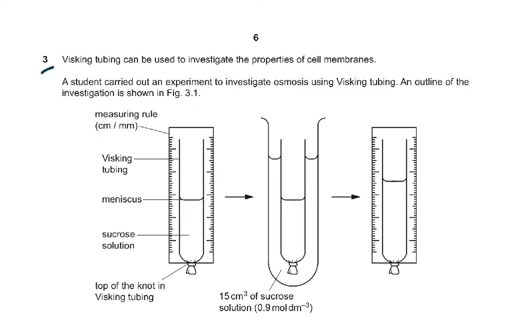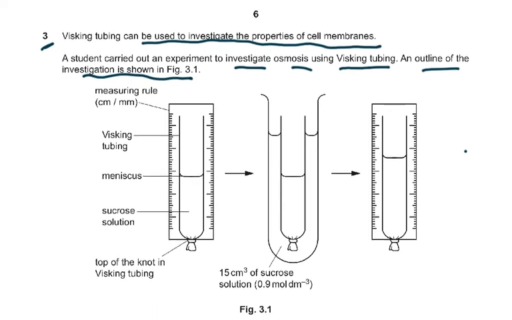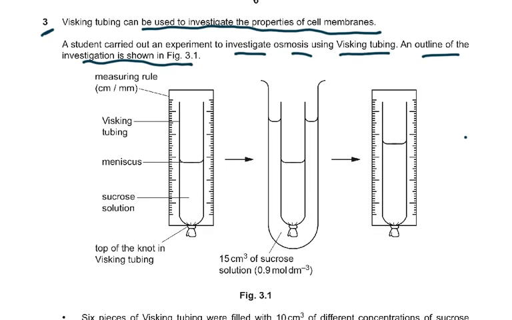Now coming to question number 3, Visking tubing can be used to investigate the properties of cell membranes. A student carried out an experiment to investigate osmosis using Visking tubing. An outline of the investigation is shown in figure 3.1. Let's look at it very carefully. There is 15 cm³ of sucrose solution, 0.9 mol dm⁻³, and then we have the Visking tubing, which has been labeled here.